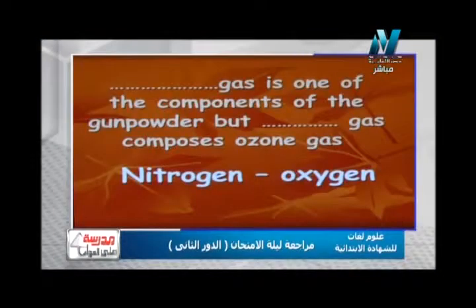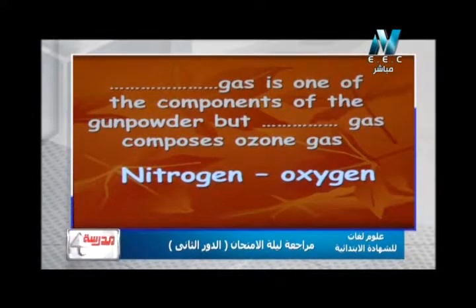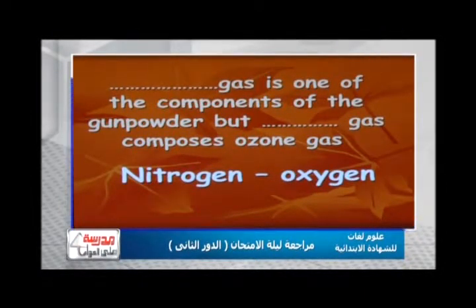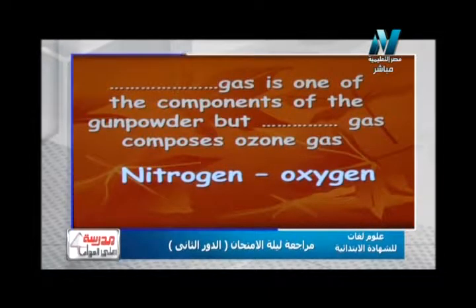So what is the gas which composes the ozone gas? We know that the ozone gas has the symbol O3. Surely the gas which composes the ozone gas will be oxygen gas. So again, the question says, point gas is one of the components of gunpowder, so it will be nitrogen gas. But point gas composes ozone gas, it will be oxygen gas. Oxygen gas, surely. Another question.